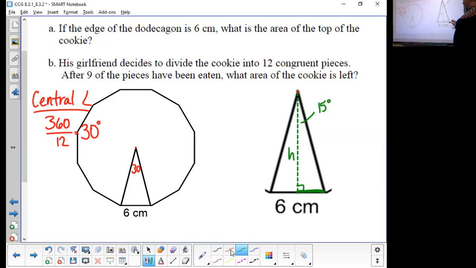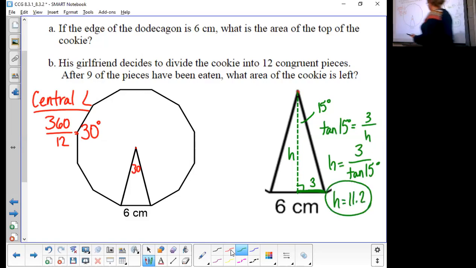What would this length be? 3. And I have the adjacent leg, h. So I can do the tangent of 15 equals 3 divided by h. So tangent of 15 degrees equals the opposite divided by the adjacent, or h is equal to 3 divided by the tangent of 15 degrees. If I do 3 divided by the tangent of 15, I get that my height is 11.2.